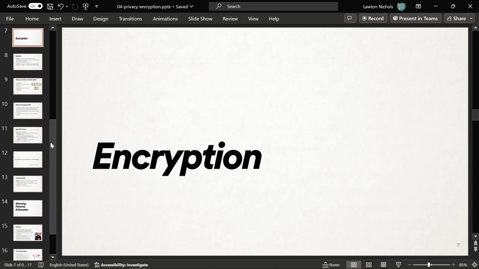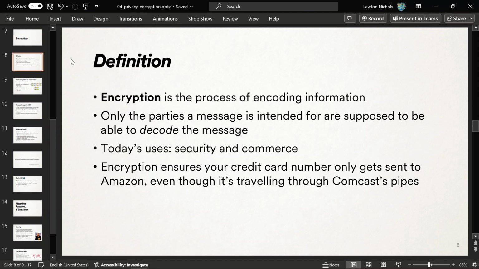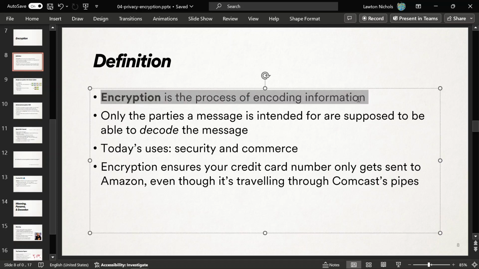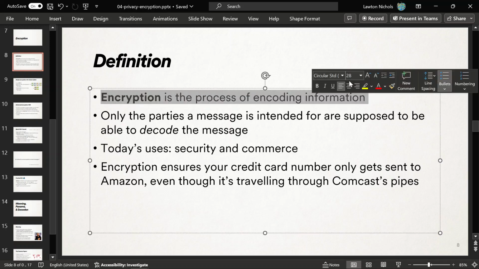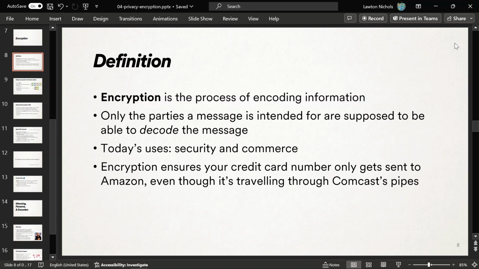Let's next talk about encryption. Right? That's the process of taking something and jumbling it up so that nobody else can understand it other than the person you're trying to send the information to. That's the process of encoding information. It's making it look very ugly to anybody who tries to peek in on it. Okay?